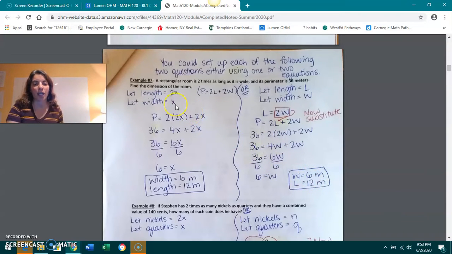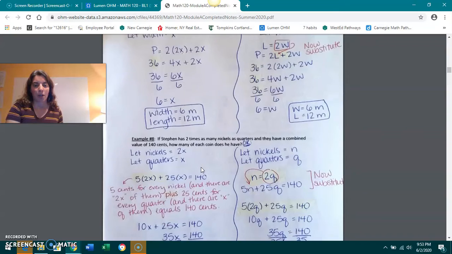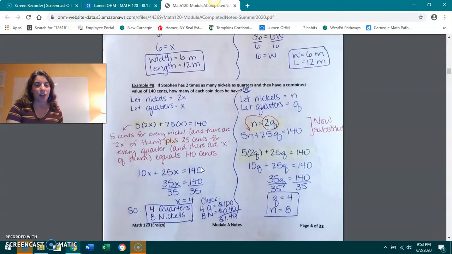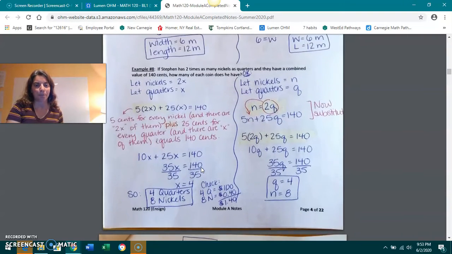The other way I could do it is to choose to have just one variable and put that 2 times as long as it is wide in when I define my variables. You can see it's very similar. Either way would work. When I have 2 unknowns, I can sometimes, depending on the problem, do it with one equation or 2. All right, then we have a few here that are sort of similar.